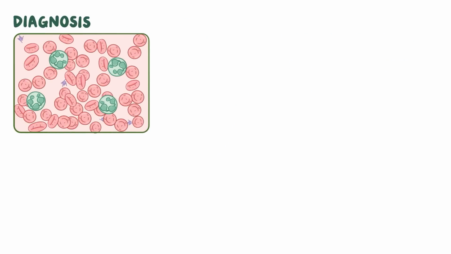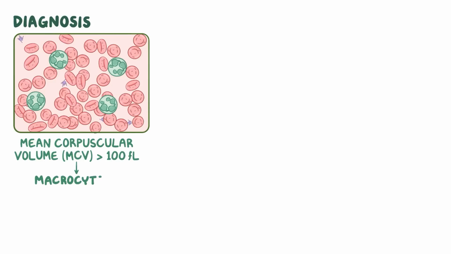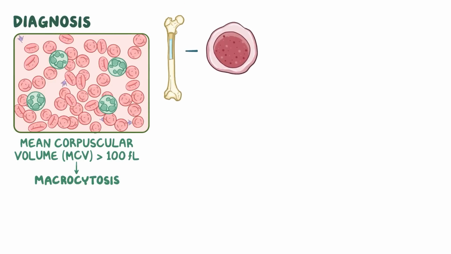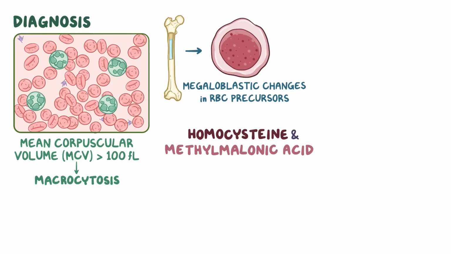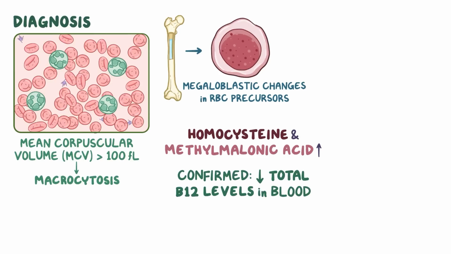Diagnosis of vitamin B12 deficiency relies on a peripheral blood smear, which shows large red blood cells and hypersegmented neutrophils. On a blood sample, a mean corpuscular volume, or MCV, larger than 100 femtoliters suggests macrocytosis. A bone marrow study can also be done to look for the megaloblastic changes in red blood cell precursors at various stages of differentiation. Homocysteine and methylmalonic acid levels are also elevated. Finally, vitamin B12 deficiency can be confirmed by low total vitamin B12 levels in the blood.